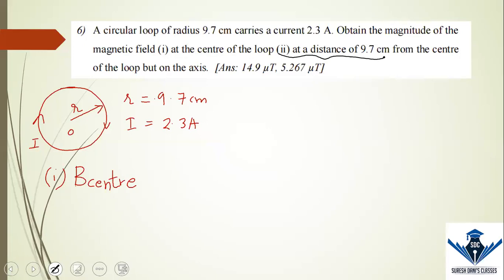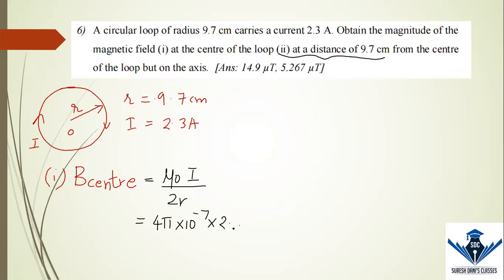Yes, very good. I can see Prashant and Aryan have given me the formula. B center is mu naught I upon 2R, or you can write it as mu naught upon 4 pi into 2 pi nI upon r. Yes, Sejal, thank you for that. So this is 4 pi into 10 to the power minus 7 into the current 2.3 upon 2 times 9.7. Prashant has written both the formulas. Very good. We will start off with the first formula.